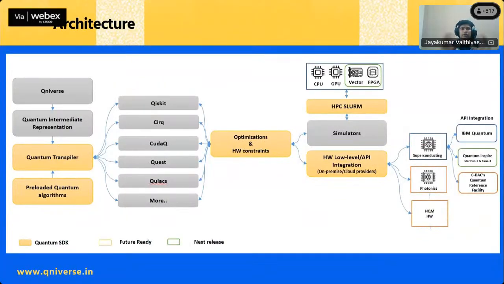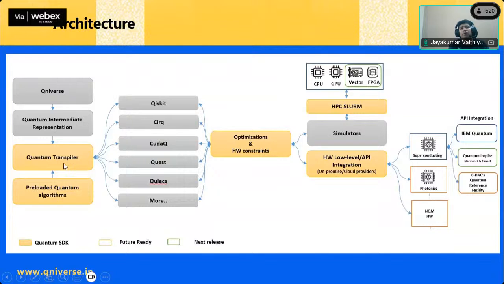So the Quniverse architecture is mapped in this way. You can build a quantum intermediate representation circuit. The circuit is converted into multiple platform-supported versions. So not only Qiskit, you can use Google, you can use CUDA-Q. So the number of supported architectures keeps being added.